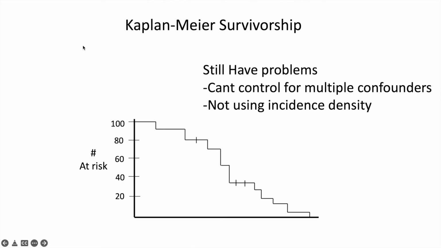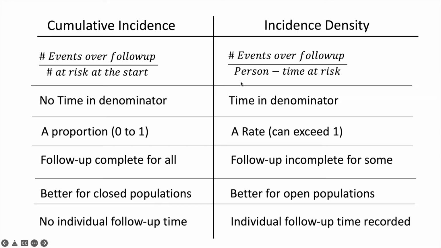So even with some of the advantages of Kaplan-Meier, there's still some problems. We're not able to control for multiple confounders the way we can in a lot of regression techniques. And also it's not using incidence density, which has some serious advantages, that I'm going to get to soon. So just kind of reviewing the main differences, incidence density is more of a rate that accounts very well for censoring because we're able to calculate the amount of time that each person contributed. It's good for open populations, people coming and going, and you're able to get a rate.